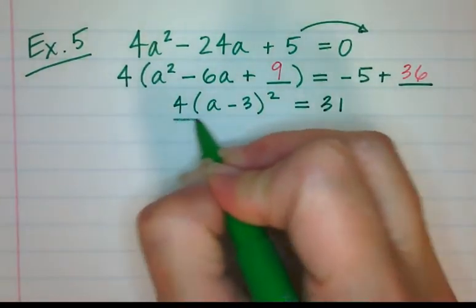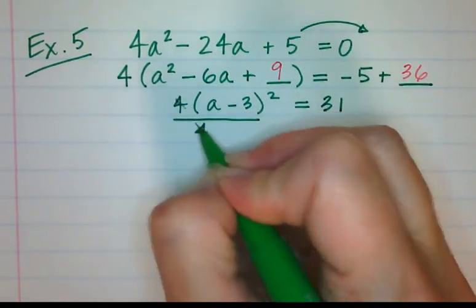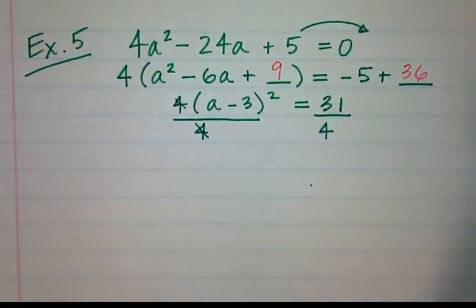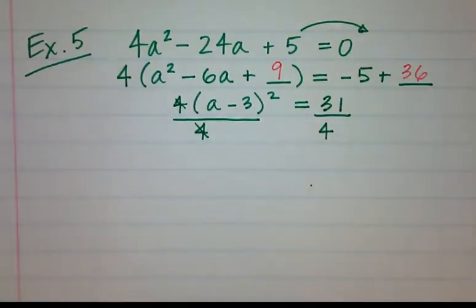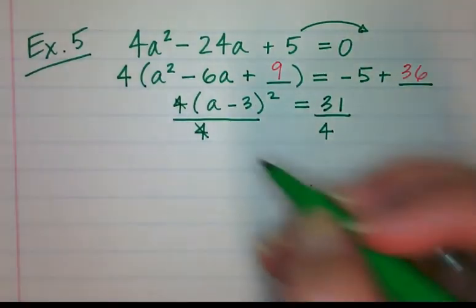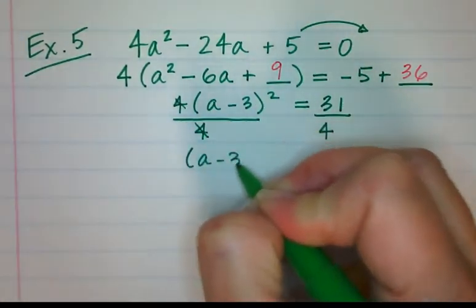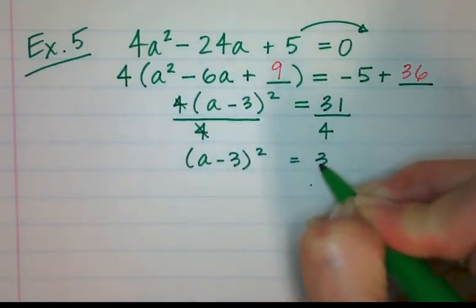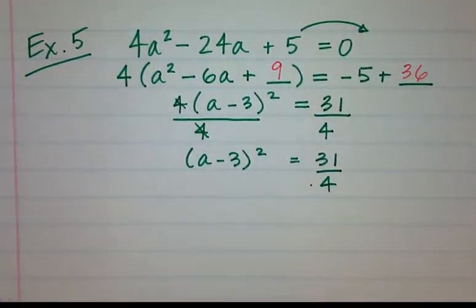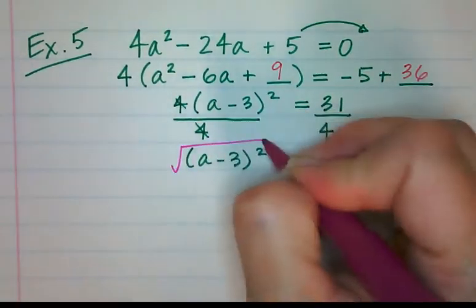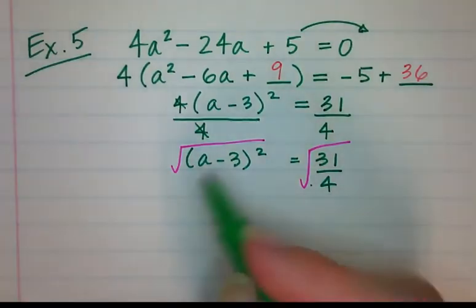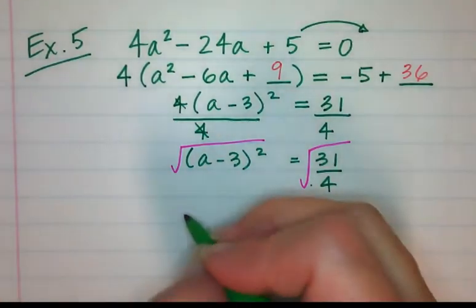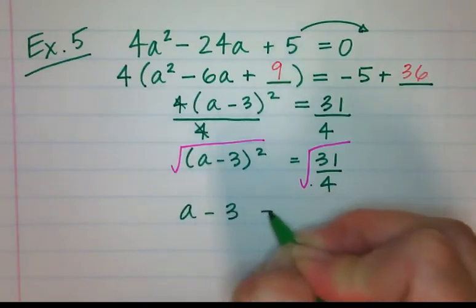All right, now we need to divide by our leading coefficient, so that will cancel. So now we have 31 over 4, and that one doesn't divide evenly, but that's okay. So next up, we need to get rid of the squared. So we have a minus 3 squared equals 31 over 4. So if we take the square root of both sides, so on the left, the square root of a minus 3 squared is going to be a minus 3.